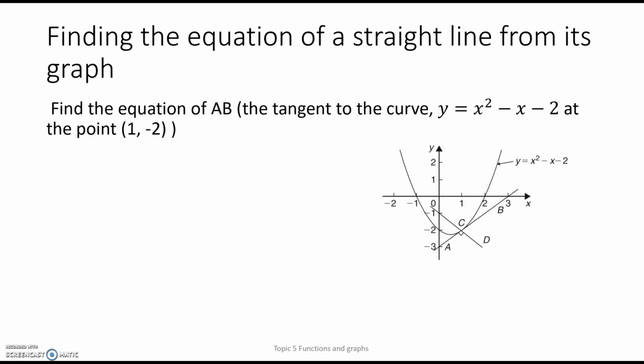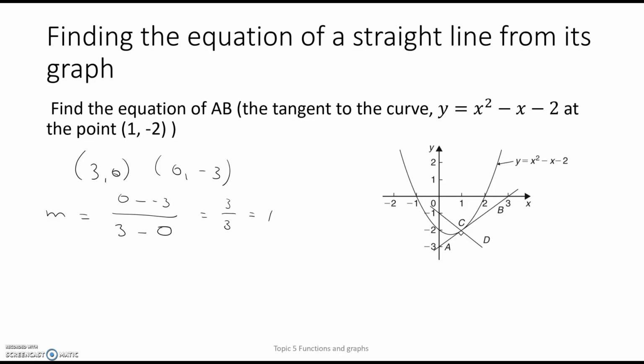Another question here, find the equation of the line AB, which is a tangent to the curve at a particular point. So we can see, just by reading it off the graph, that the line passes through 3, 0 and 0, -3. So we can find the slope. The slope is going to be 0 minus 3 over 3 minus 0. So that's 3 over 3, which is 1.